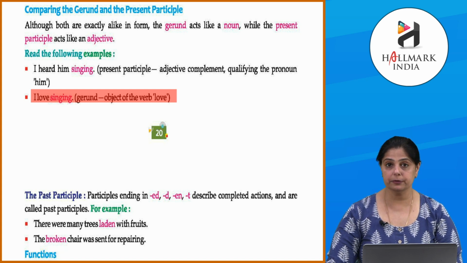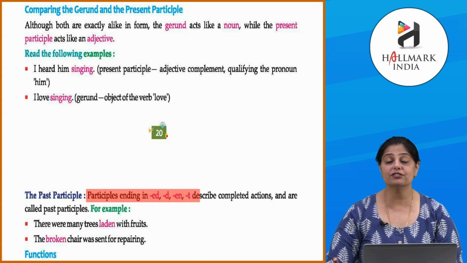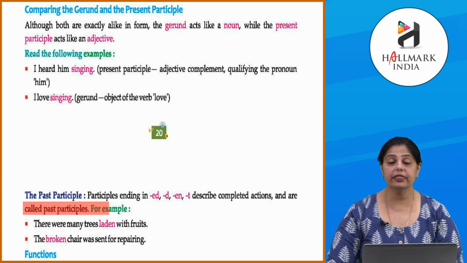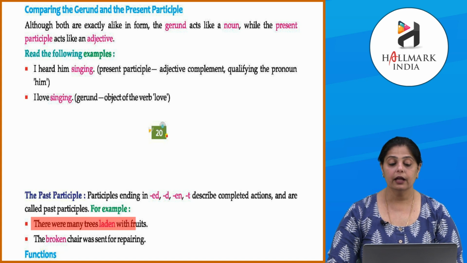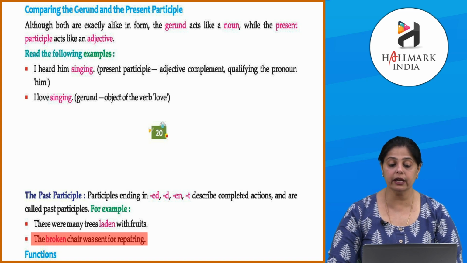The past participle. Let's look at the past participles now. Participles ending in D, ED, EN and T. What happens? They describe the completed action and are called past participles. For example, there were many trees laden with fruits. The broken chair was sent for repairing. So, यहाँ पे आप देखोगे EN लगाया है, laden, फिर broken.